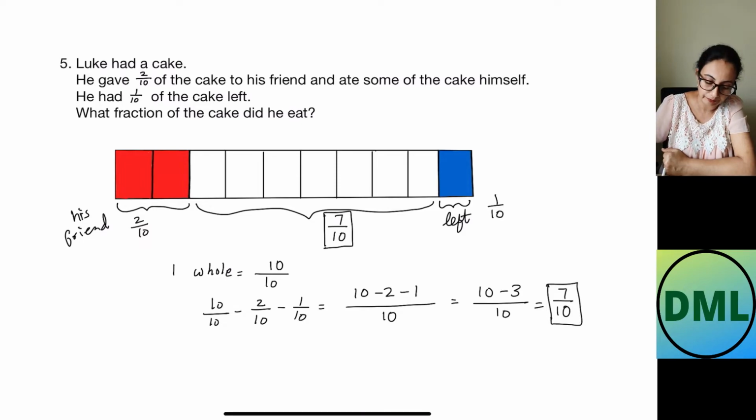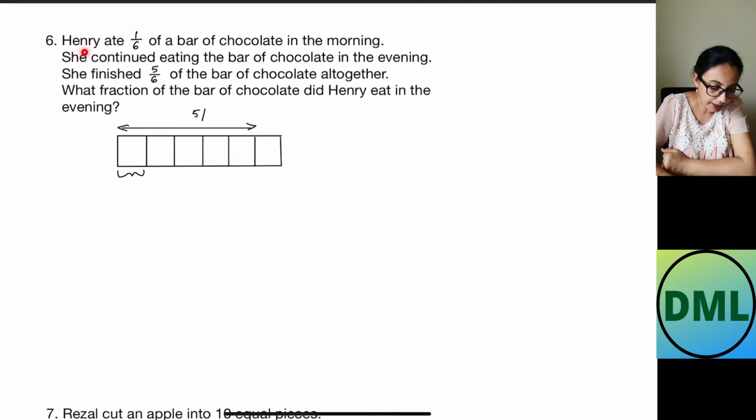Let's see one more example. Henry ate 1/6 of the bar of chocolate in the morning. She continued eating the bar of chocolate in the evening. She finished 5/6 of the bar of chocolate altogether. What fraction of the bar of chocolate did Henry eat in the evening?